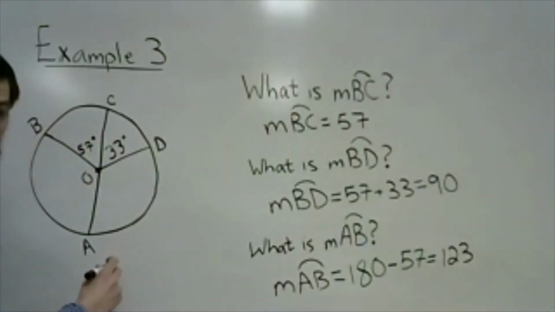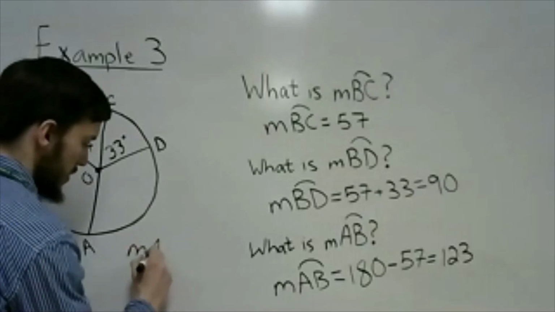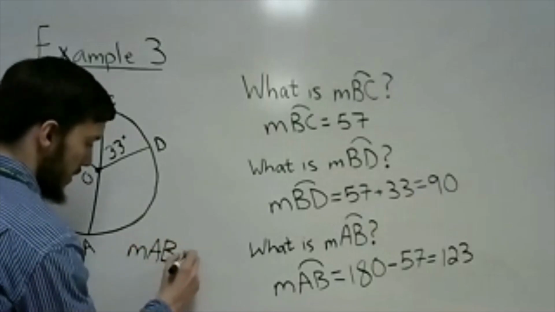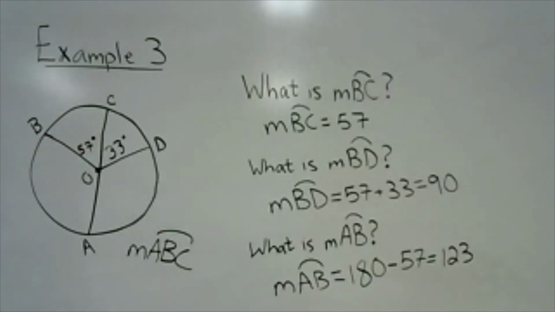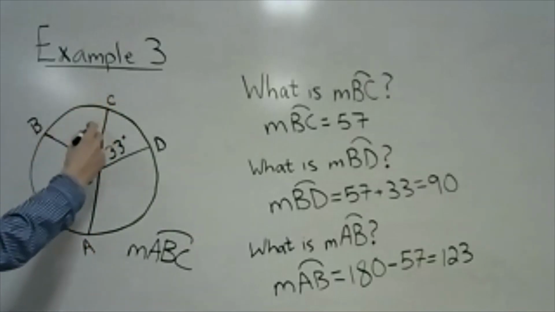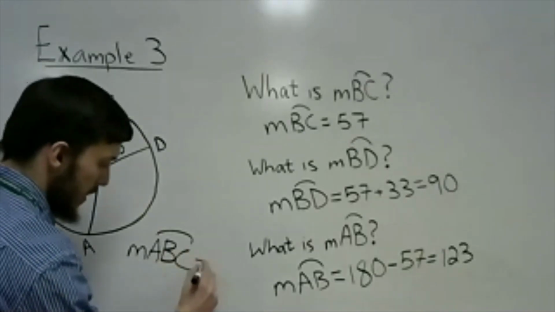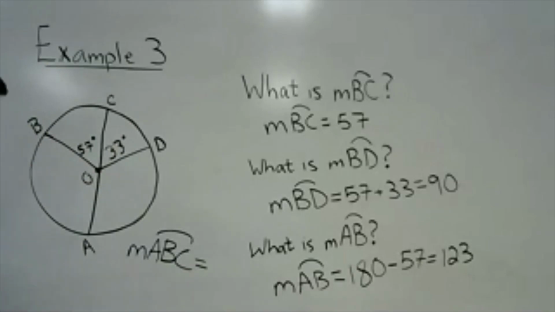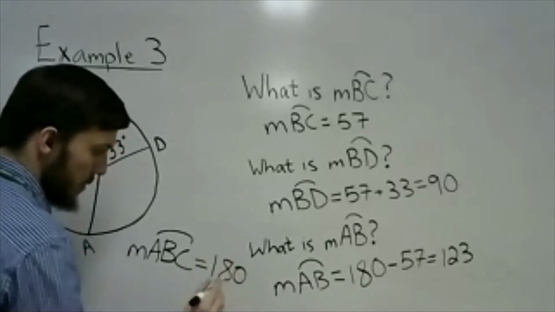Well, our final arc that we're going to measure is the measure of arc ABC. And since we already talked about AC being the diameter, we know that arc ABC is going to be a semicircle. So we know that the measure of arc ABC is 180.